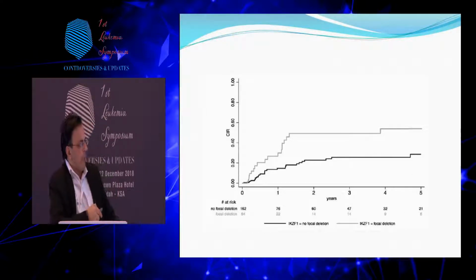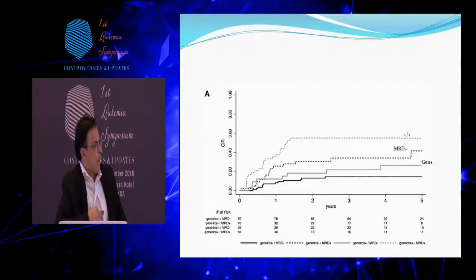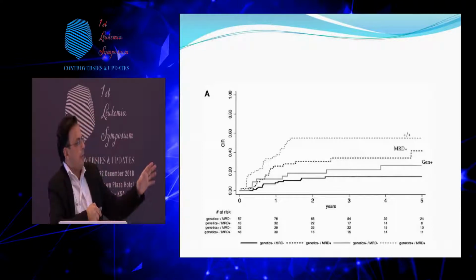If you have focal IKZF1 mutation, same thing. Your risk of relapse is much higher. So these are patients treated on pediatric protocol, okay, not adult protocol. If you have MRD positive, the risk of relapse is high. If you have IKZF1 positive, the risk of relapse is high. There is one missing slide actually about the NOTCH mutation and PTEN mutation in T cell; PTEN mutation is associated with higher risk of relapse.